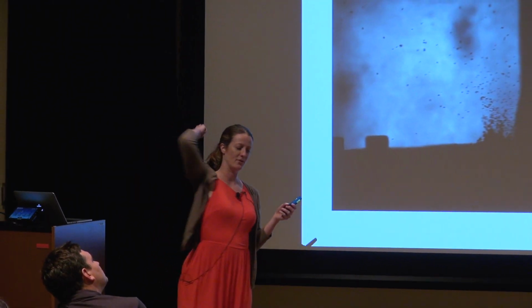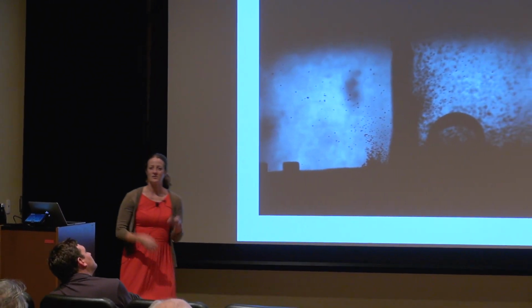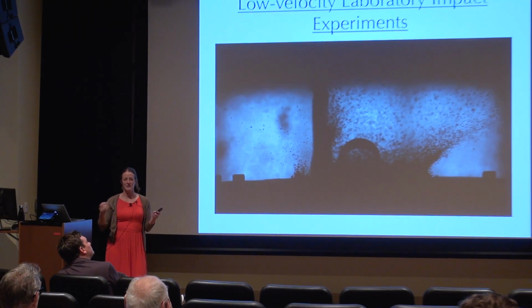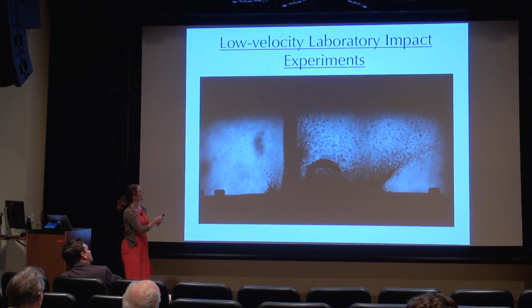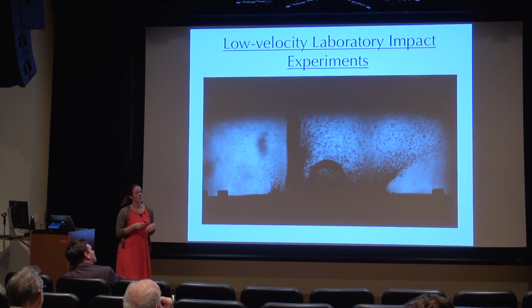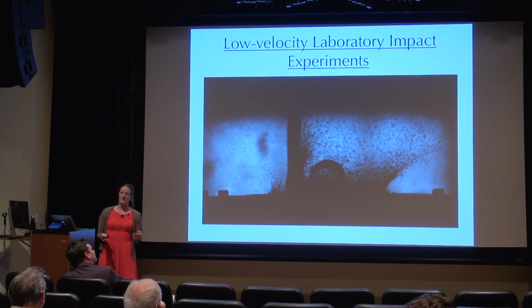So the first one I'll talk about is impacts, but not the crazy impacts that I was talking about where you have really high speed, like tens of kilometers per second, something slamming into a surface. Here I'm actually going to talk about low velocity impacts. So why do we care about low velocity impacts?